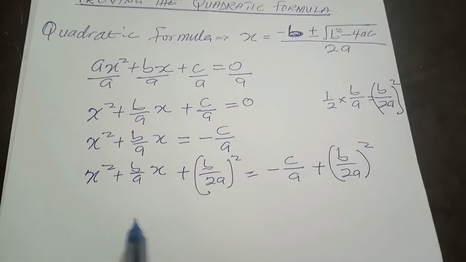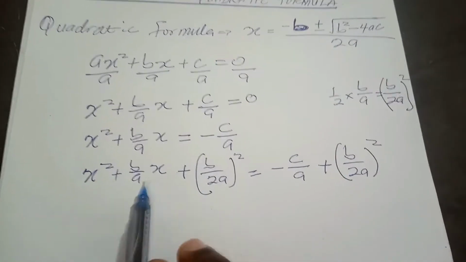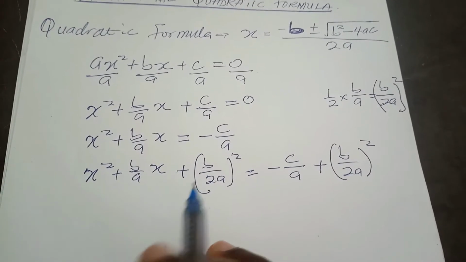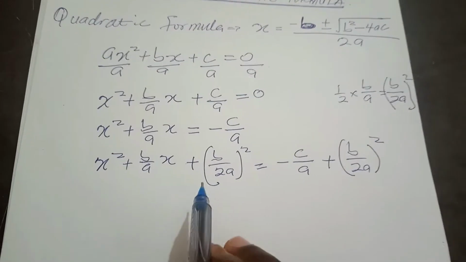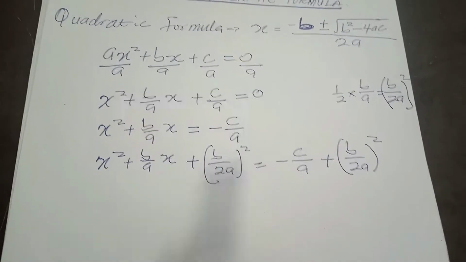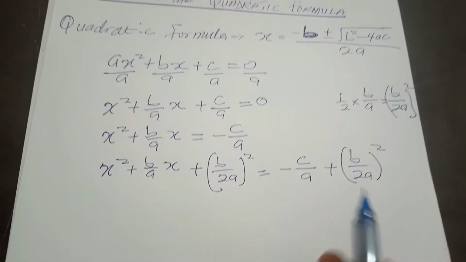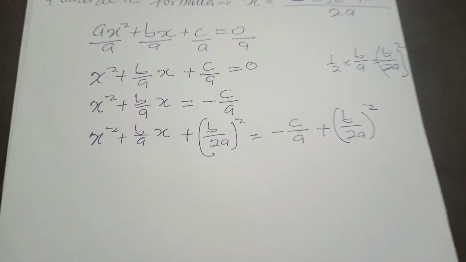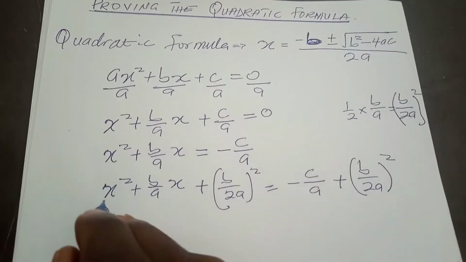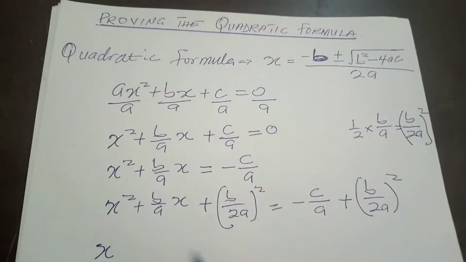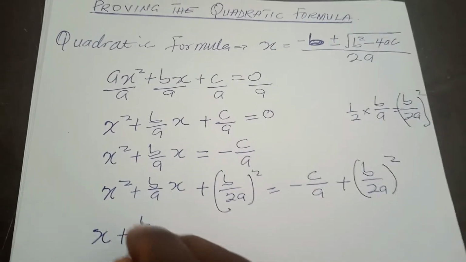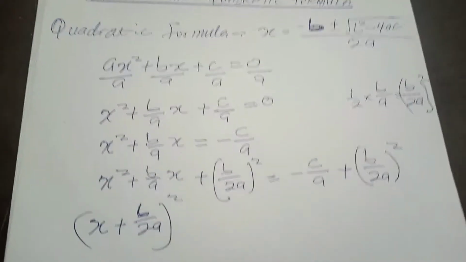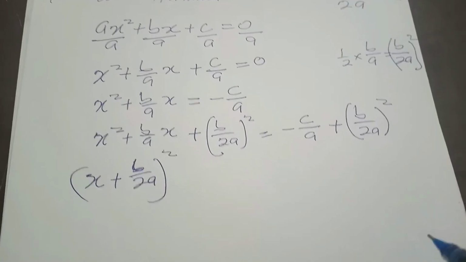And this is an expansion of a perfect square, so I don't want us to go doing a long thing. In factorizing this, you pick one of each of the squares and square both of them. So this is x squared and this is b over 2a squared. To factorize this expression, we'll pick one of these, which is x, then we pick one of these, which is plus b over 2a. Then we square both of them. That is how the factorization is done.